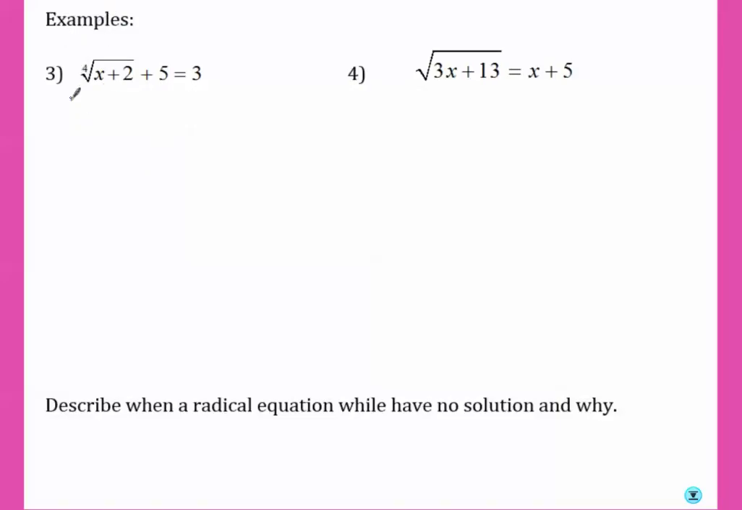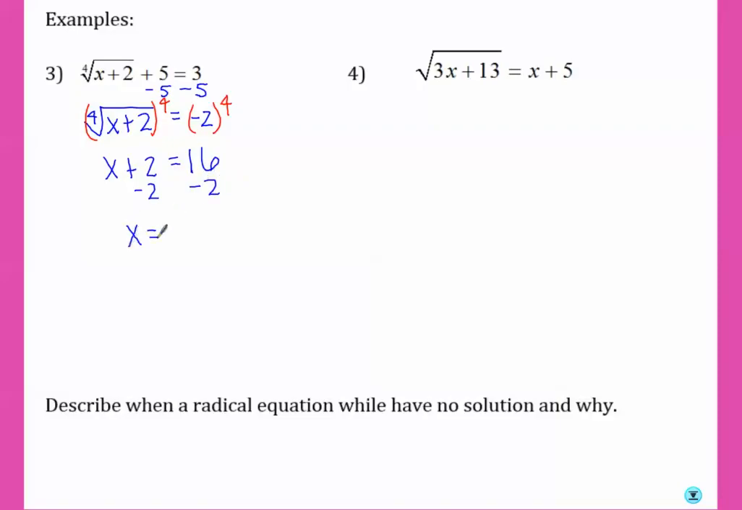So in number 3, we have the 4th root of x plus 2, plus 5, equals 3. So we're going to subtract the 5 from both sides. Then, because we're dealing with a 4th root, we're going to raise both sides to the 4th power. We get 16. Subtract the 2, we get x equals 14.